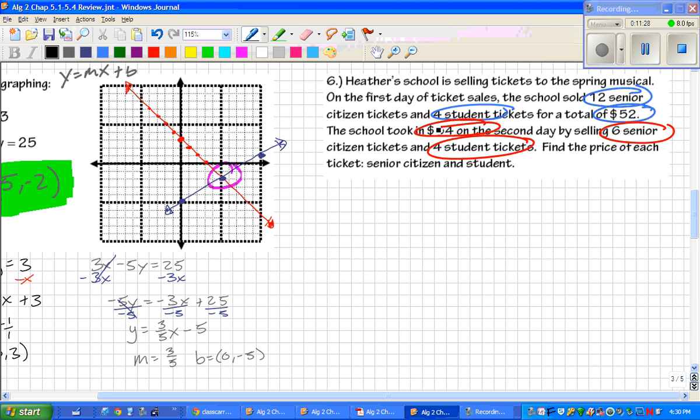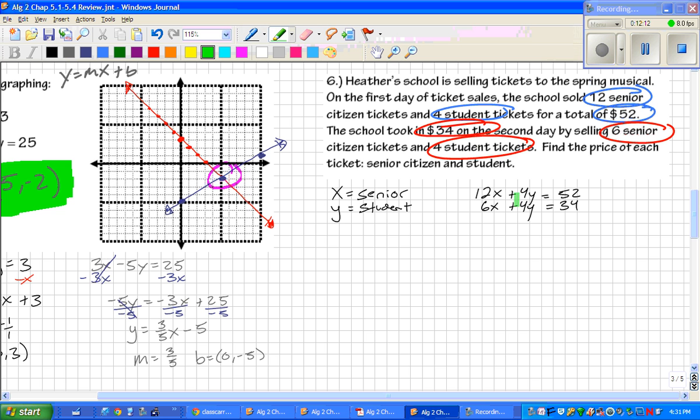Okay, so I'm going to say that x is the senior tickets and y are the student tickets. So our first equation would be 12x plus 4y equals 52. Okay, now the school took in $34, so 34 is actually our total, and then 6 senior tickets and 4 student tickets.